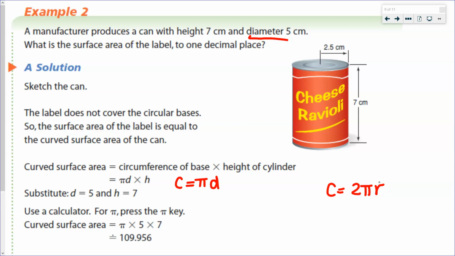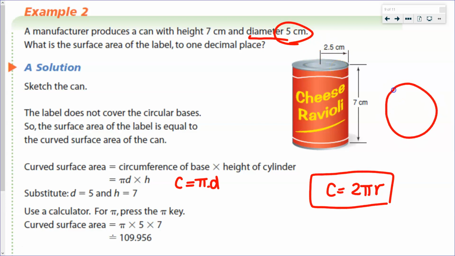So based on what you're given for information, you can plug it into this formula, or you could halve it and keep this formula, right? Because half of the diameter is the radius. Remember, diameter is all the way across the circle. Radius is halfway. So 2 radiuses make 1 diameter. Anyways, this actual question is asking about the label of the can. They want to know what the surface area is to 1 decimal place.